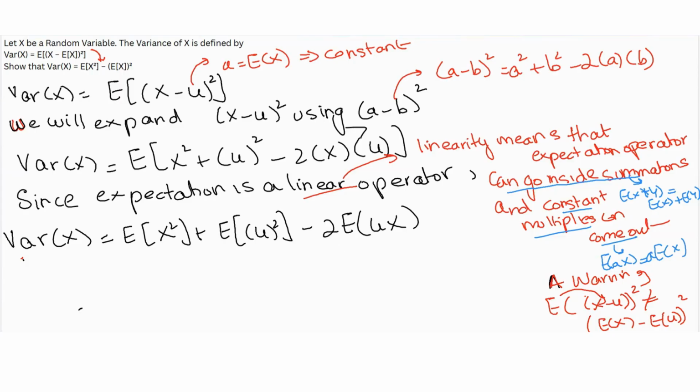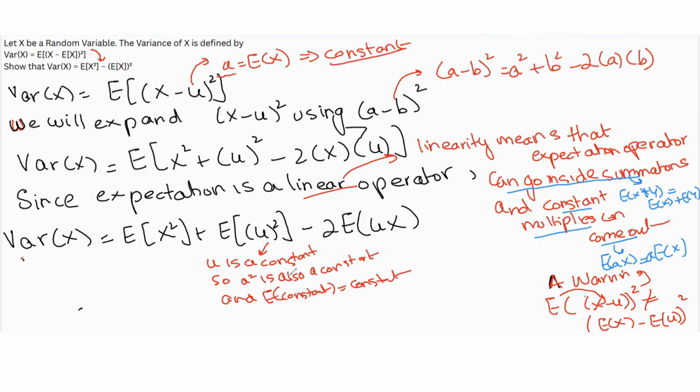Now over here, something to note is we established mu is a constant, right? Mu is a constant. So mu square is also a constant. Obviously, if mu is a constant, then its square is also a constant. And expected value of constant is equal to that constant. So here we know the answer, this is just mu square because we already established that mu is a constant, so its square is also a constant, and expected value of constant is just a constant.